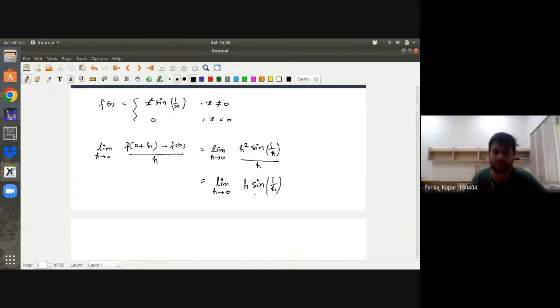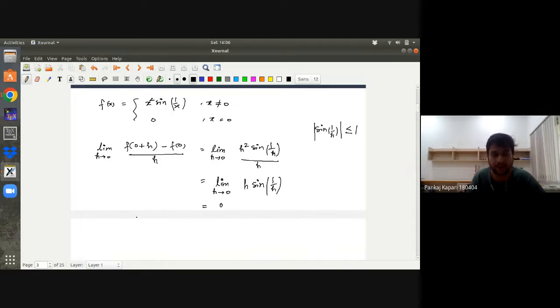What is this limit? Can someone tell? Okay, so we know that sine of 1 by h is a bounded function, because the sine function always takes values between 1 and -1. So this part is bounded, it will always be between 1 and -1. And h tends to 0, that we know. Therefore, this limit is 0. This shows that the function is differentiable at 0.